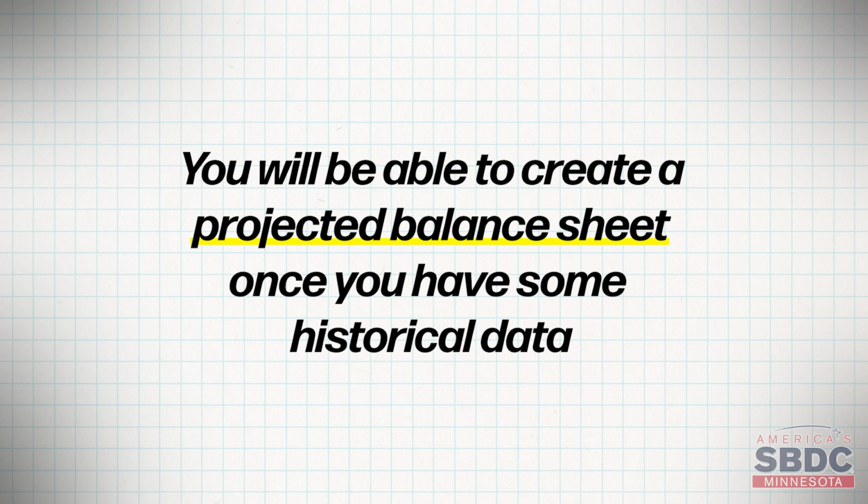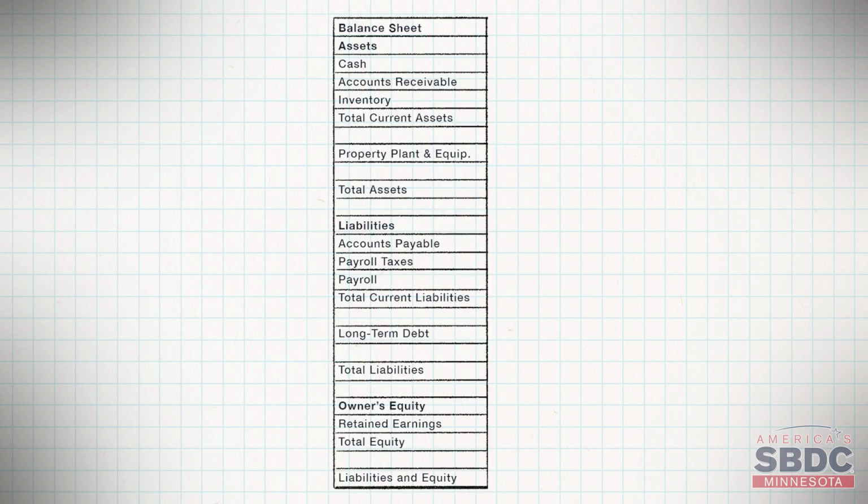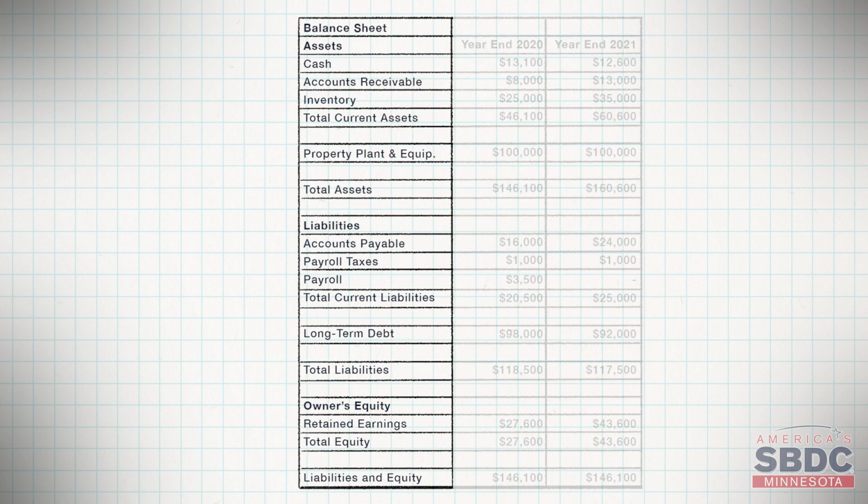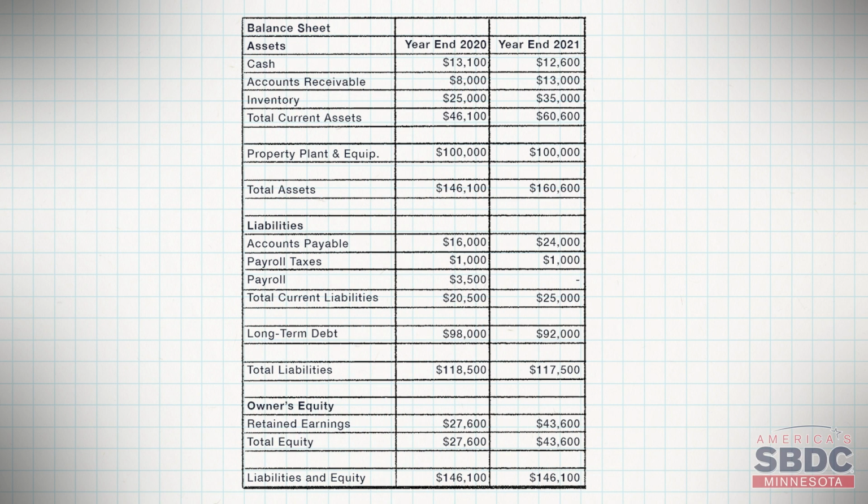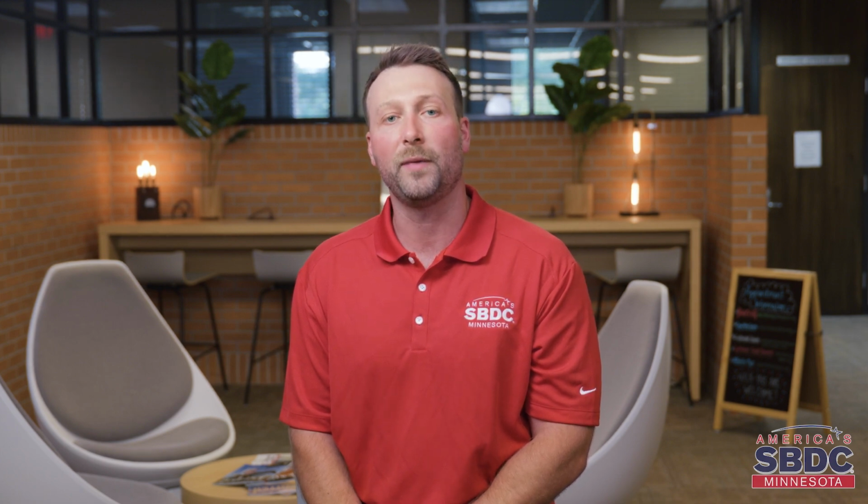You will be able to create a projected balance sheet once you have some historical data. To do this, you will create an initial or current balance sheet to work off of. Next, you will gather the historical data. Two years' worth is going to be a good starting point and will likely allow for reasonably accurate predictions. Once you've reviewed your past data to see what assets and liabilities are consistent and what have been paid off or cashed out, you'll be able to put together a projected balance sheet.